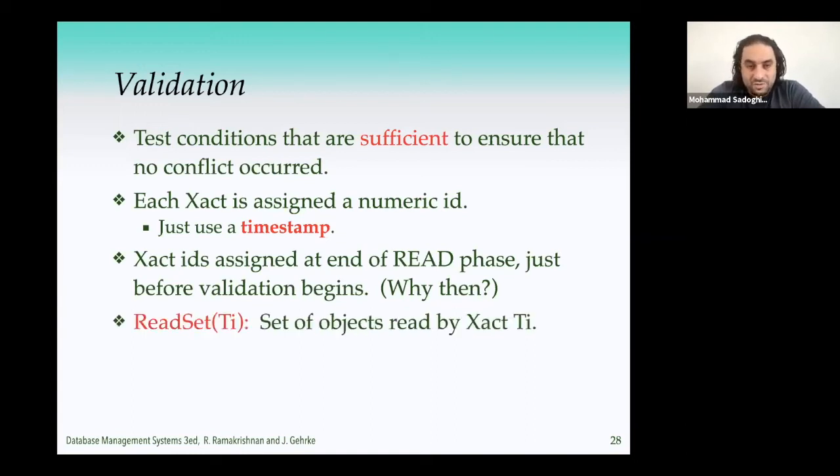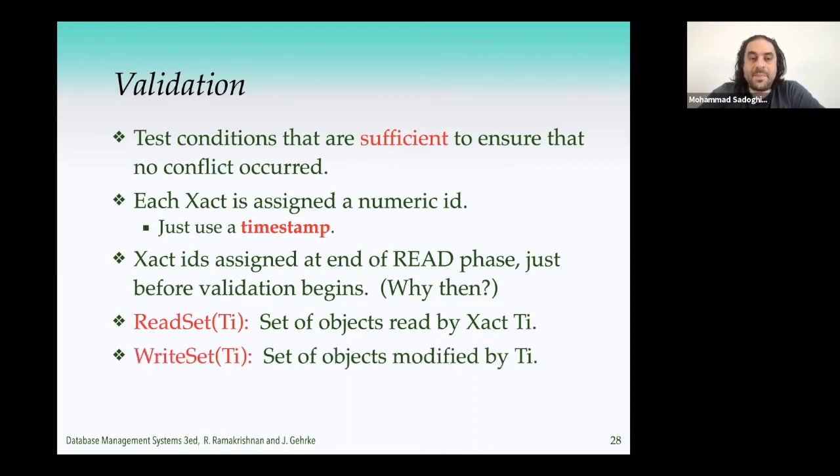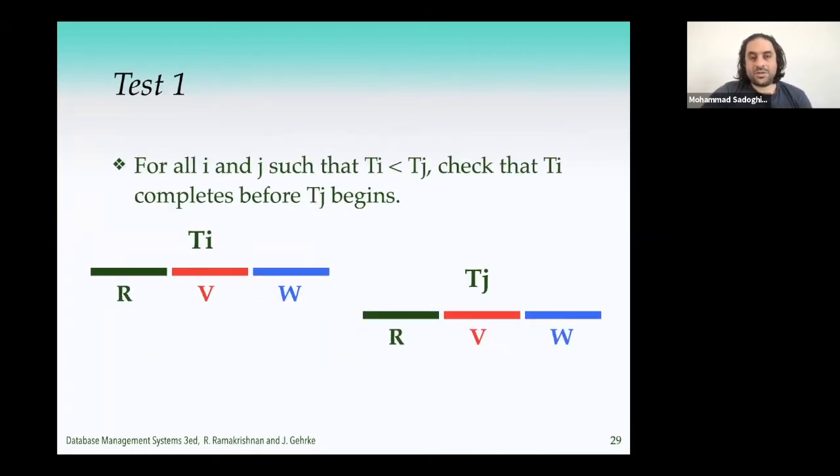In general, we talk about a read set and a write set. The read set is the set of objects read by the transaction. The write set is the set of objects that is going to be modified by that transaction. Now let's look at the rules of the validation. We have two transactions, TI and TJ, and they have the three phases that we talked about: read, validation, and then write.